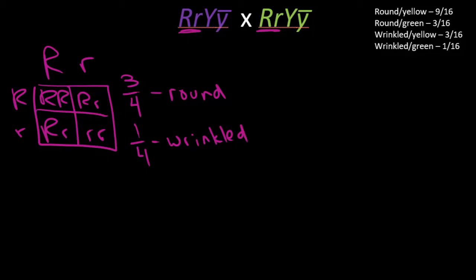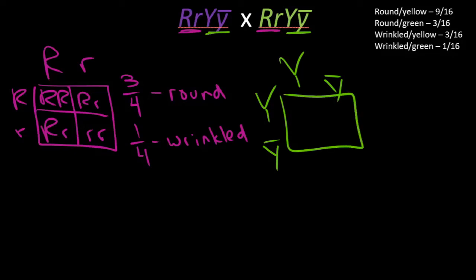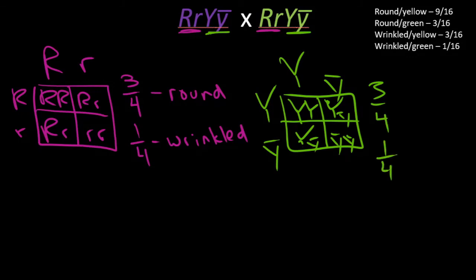Now I will do the same thing for the Y's. I will construct a quick Punnett square. And I'm actually going to find that it's the exact same ratios. All right, but this time it's yellow and green.